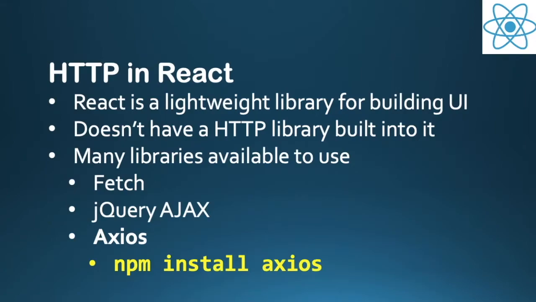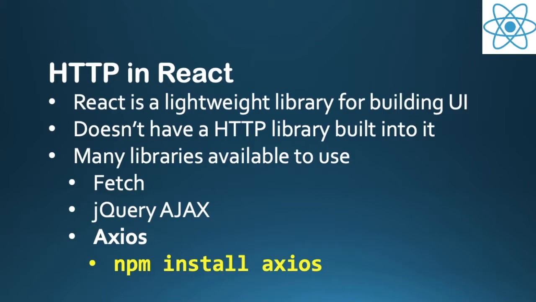Now, how do we use HTTP in React? We know that React is a lightweight library for building UI, and React does not have an HTTP library built into it. But there are many popular libraries available that we can use with React. Some of them are Fetch, jQuery AJAX, and Axios. And in this lesson, we will use Axios, which is one of the most popular libraries used with React.